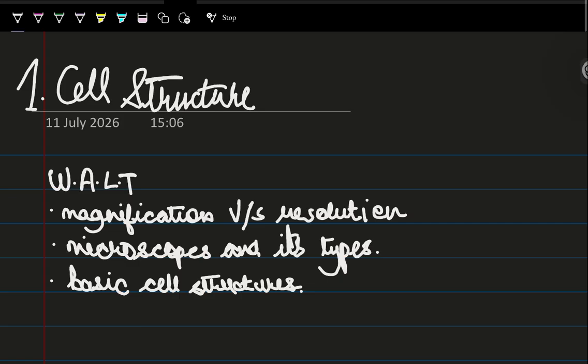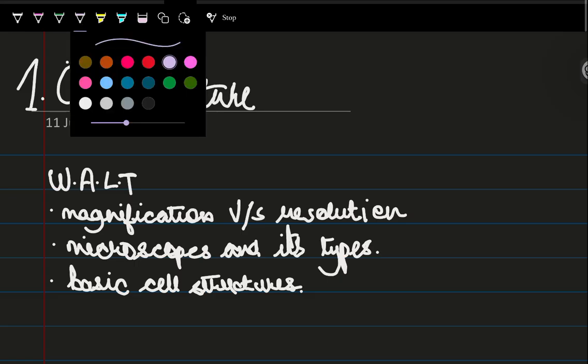Today we'll be studying cell structure, and our agenda for today is magnification versus resolution, microscopes and their types, and basic cell structures. So let's begin with our first topic, that is magnification versus resolution.